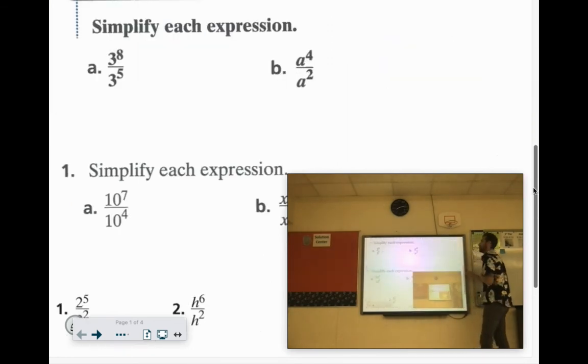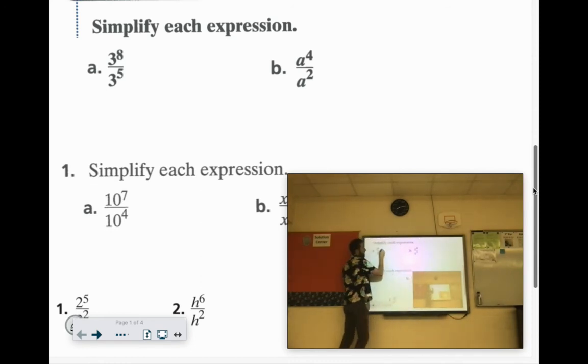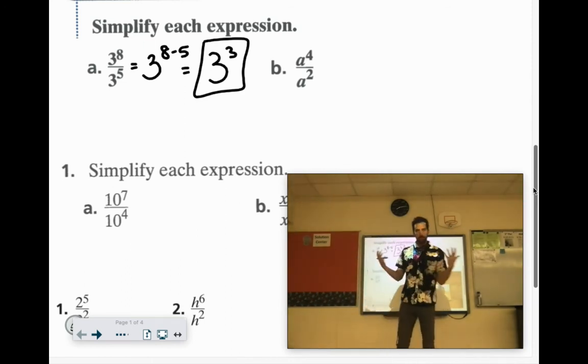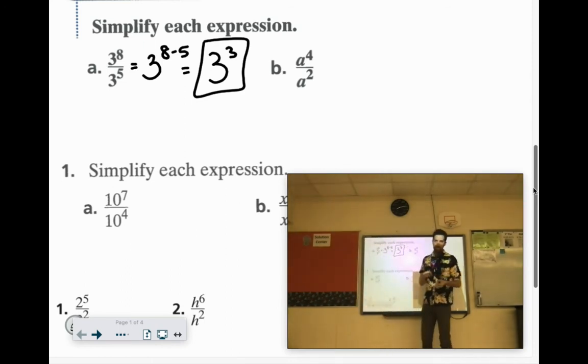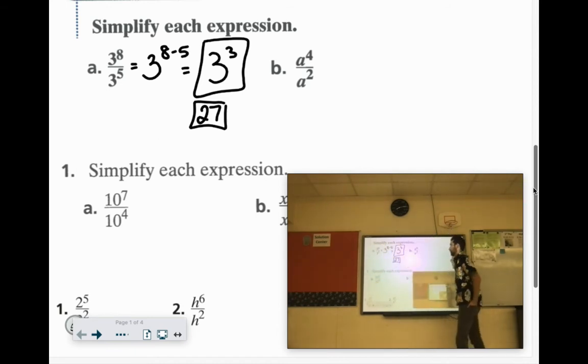So simplify 3 to the 8th over 3 to the 5th. So they're the same base. So we're just going to subtract the exponents. 8 minus 5 is 3. So we have 3 to the 3rd power. That's it. That's all they want us to do. Now, if they said, like, what's that actual answer? Simplify it all the way. 3 times 3 is 9 times 3 is 27. Which that's honestly what you would get if you actually computed 3 to the 8th, got some very huge number, divided it by 3 to the 5th, which is another huge number, it would still come out to 27.